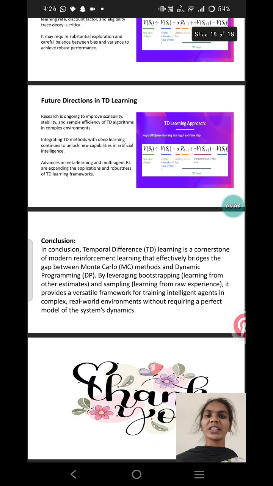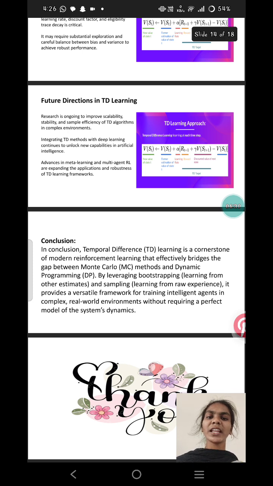Future directions in TD. Research is ongoing to improve scalability, stability, and sample efficiency of TD algorithms. Integrating TD methods with deep learning continues to unlock new capabilities in artificial intelligence. Advances in meta learning and multi-agent RL are expanding the applications and robustness of TD learning.